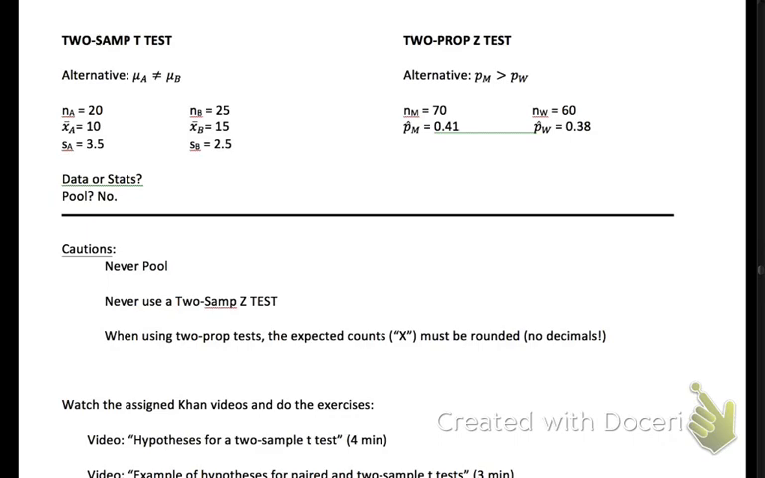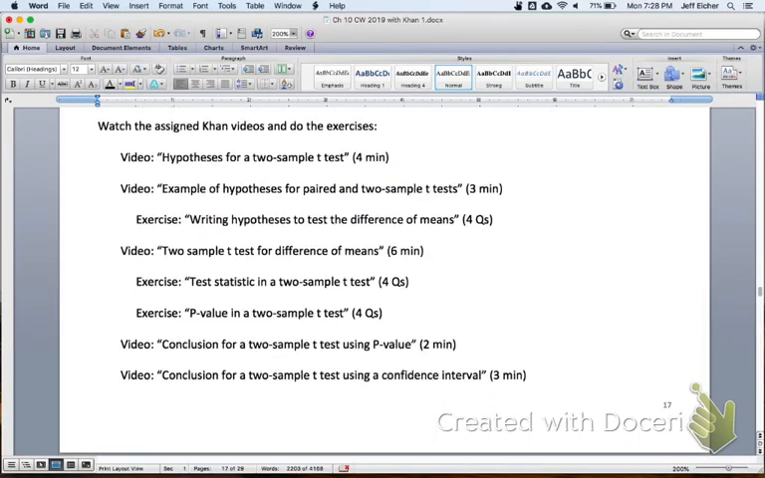What I would like you to do with the rest of class time is some Khan Academy practice. You have several, but whatever you don't finish, your homework tonight is to finish them. So the first video, you'll be learning about hypotheses for a 2-sample t-test. 4 minutes, not too bad. And then, very important, the example of hypotheses for paired t-tests and 2-sample t-tests. It's a very important distinction, so that's a very important video. And then this exercise will cover both of those videos, writing hypotheses to test a difference of means.